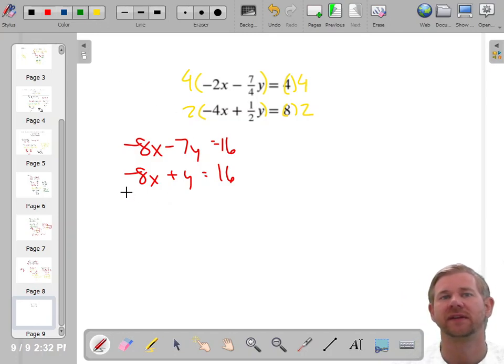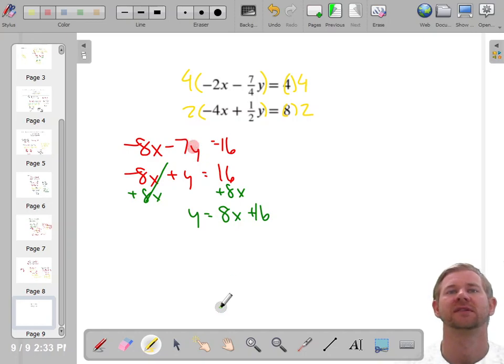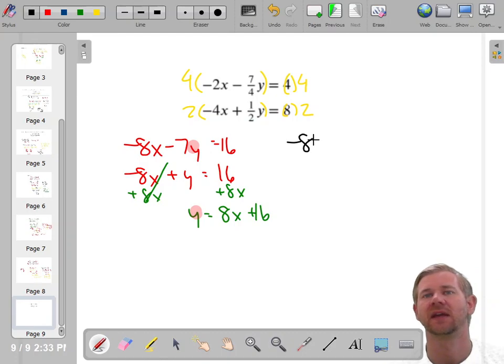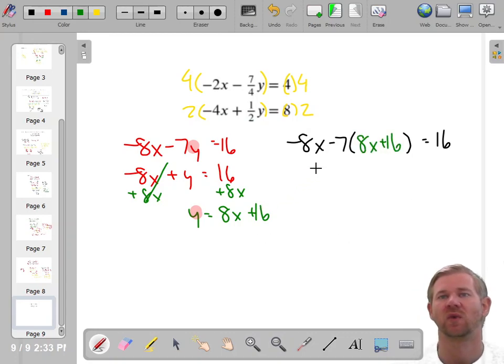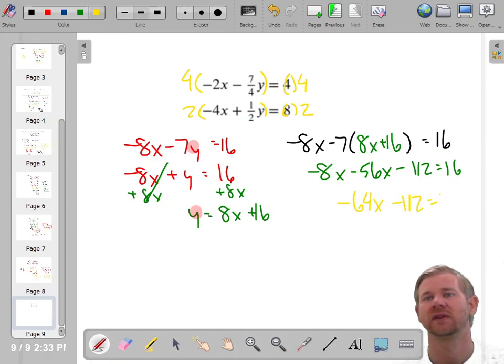Let's get y by itself down here for our substitution. I'll use the second equation. y equals 8x plus 16, and now I'm going to substitute my y in. So in the first equation, -8x minus 7, but I'll plug in 8x plus 16 instead of y. Notice you just have one variable. -8x minus 56x minus 70 and 42 is 112. Okay. This would be -64x minus 112 equals 16.